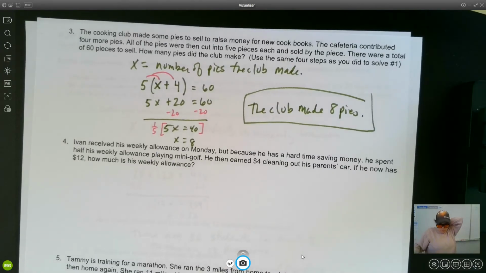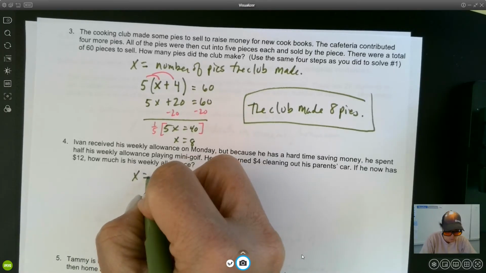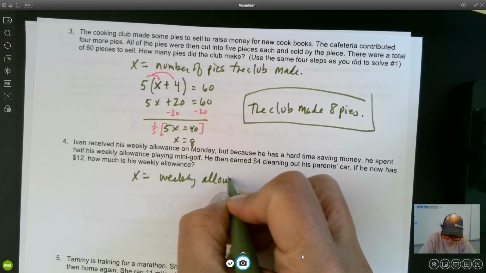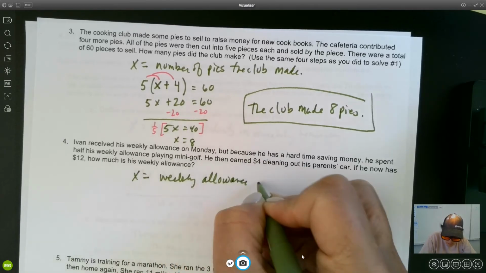Okay, number 4. Ivan received his weekly allowance on Monday, but because he has a hard time saving money, he spent half his weekly allowance playing mini golf. He then earned $4 cleaning out his parents' car. If he now has $12, how much is his weekly allowance? All right, let's let X equal weekly allowance amount.